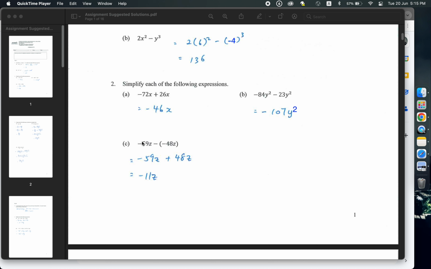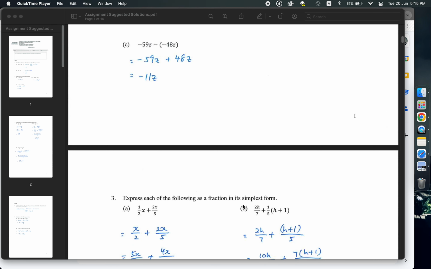And the third one, -59z minus -48z. We have learned way back when we were learning about the order of operations that minus a negative number is the same as an addition. Therefore, this becomes adding 48z, resulting in -11z.